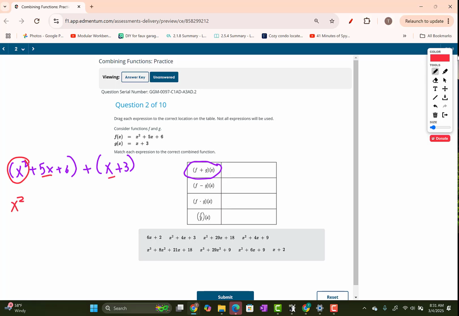5x and x have a like term. We combine those and that gives us 6x. And then 6 and positive 3 are like terms. That gives us positive 9. So x squared plus 6x plus 9. Yeah, and that is an answer choice.